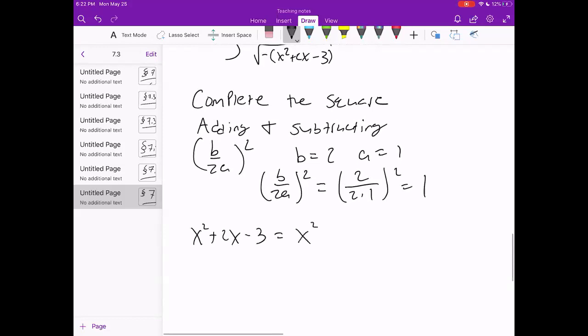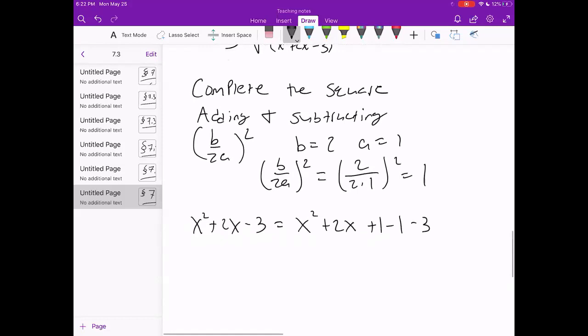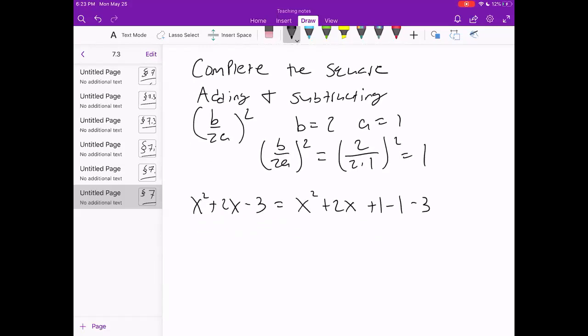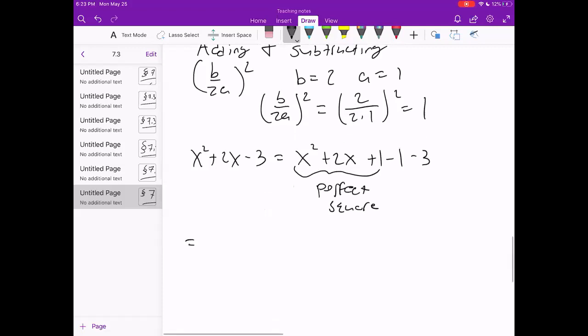So the idea behind this is this x squared plus 2x minus 3 is the same thing as x squared plus 2x plus 1 minus 1. So I've added and subtracted my b over 2a squared, and I still have this minus 3 at the end. So I haven't changed this at all, which is why I can still write equals. I've just added and subtracted 1. I've added 0 to this. And now what you'll notice is this first term is a perfect square. That means I can write it as x plus 1 all squared. That's what a perfect square is. And then minus 1 minus 3 is now minus 4.